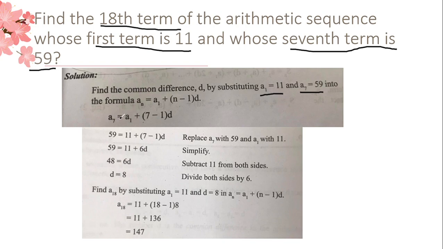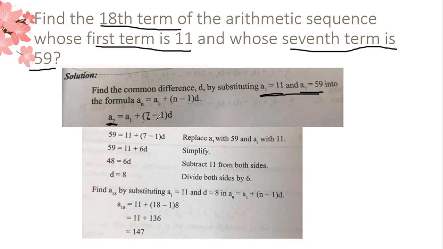So a sub 7 is equal to a sub 1 plus 7 minus 1 times d. Sige. So we have here 59 is equal to 11. Si 7, since we are using for this 7th term, a sub 7 is ang ika 7th term niya, and then our n here is 7. Ang ato pangitaon first kay si common difference kay dili nato makita ang ika-18 nga term kung wala tay common difference. So we'll find first for the common difference using the given here.